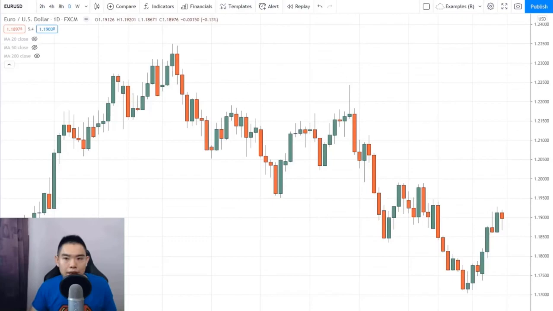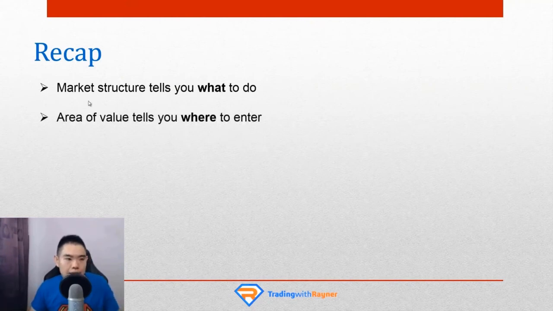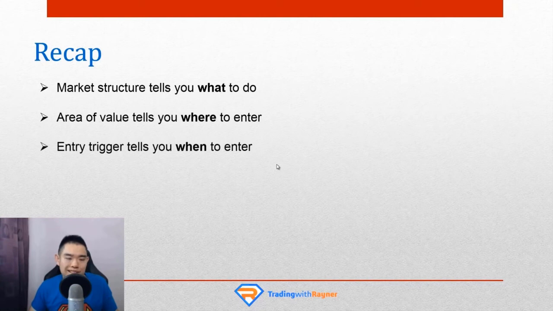But for now, let's do a quick recap. I know I've covered a lot. So number one, remember, market structure tells you what to do. Should you be looking for buying opportunities, selling opportunities, or to stay out of the markets? Then we have area of value, which tells you where to enter a trade. And finally, the thing that we just covered, entry trigger, tells you when to enter a trade.